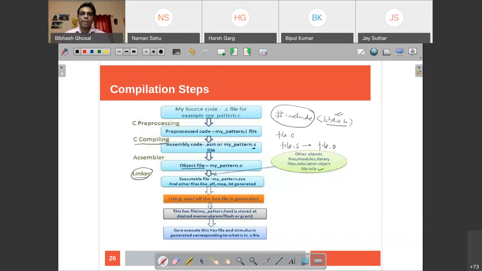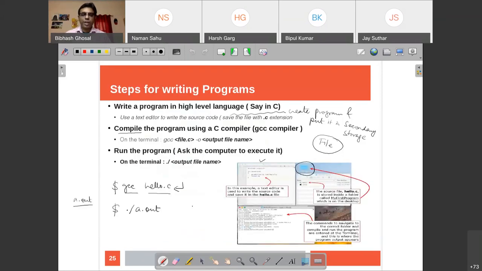And what finally comes out is called the executable. It's like file.exe that gets created. This is the step of compilation till here. So this is what has happened in the GCC part.